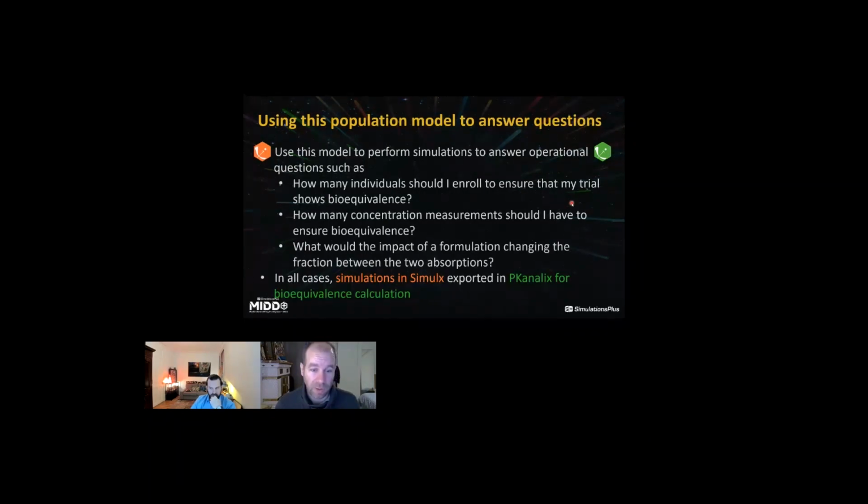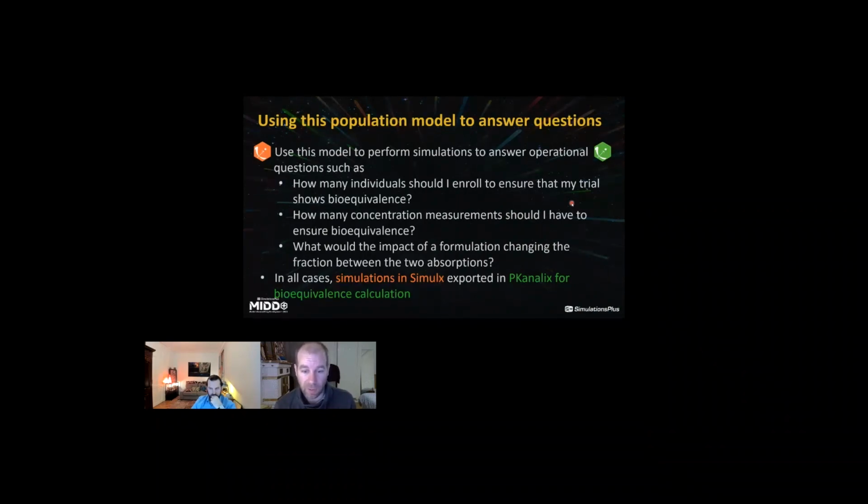Again, when we make blood measurements, how many concentration measurements should we have to ensure bioequivalence? Should I make 1, 10, 20, 1,000 measurements to make sure that we can have that? And finally, we can design the bioequivalence trial, but also look at the impact of the formulation if we are looking between two formulations, or what are the variations of the parameters that make sure that we're still bioequivalent. So the other way around, how this information could also impact the design of the formulation.